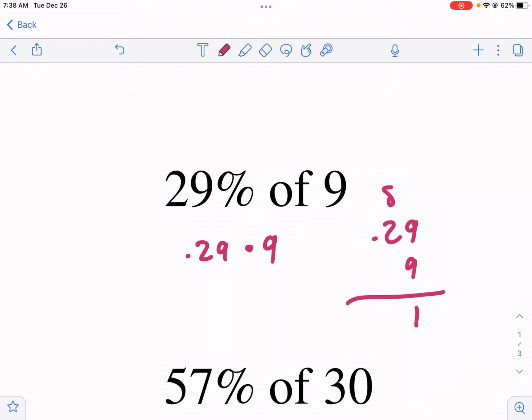We have 1. We're going to carry the 8. We're going to add that later. 9 times 2 is 18. Add the 8 is 26. Move the decimal place 2 over, and we get 2.61.